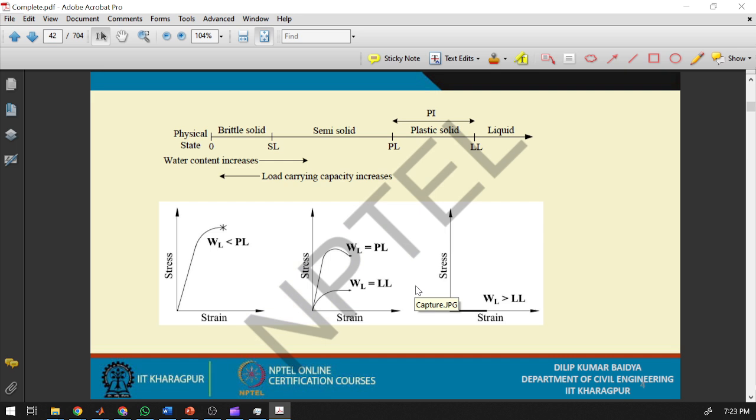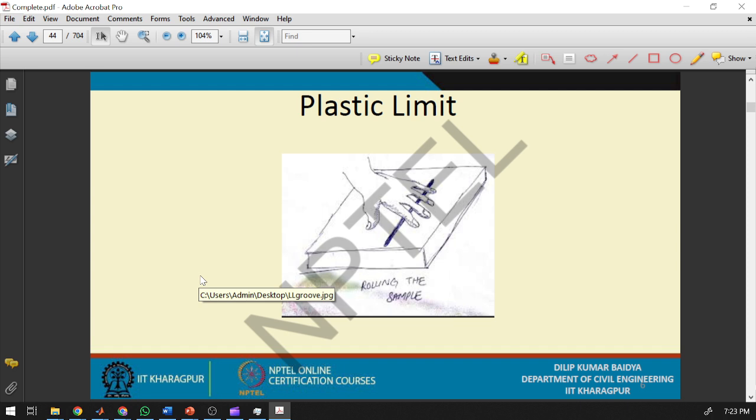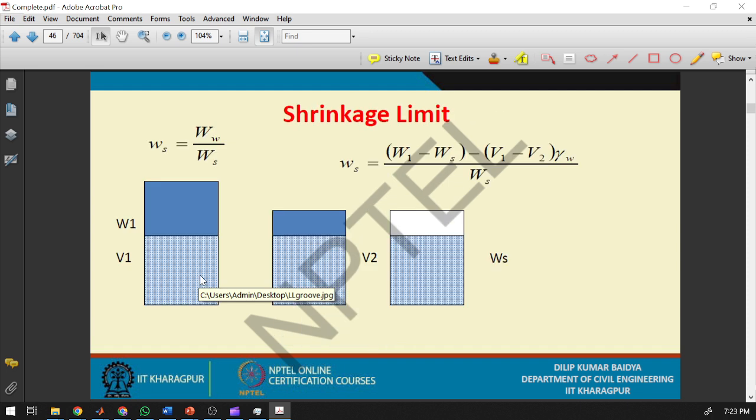Okay, so this is what we talked about. Liquid limit, the test for liquid limit is Atterberg's, the Casagrande apparatus. I will not go through how the tests are conducted because I can see that we don't have much time. One hour is already over and we are much behind.